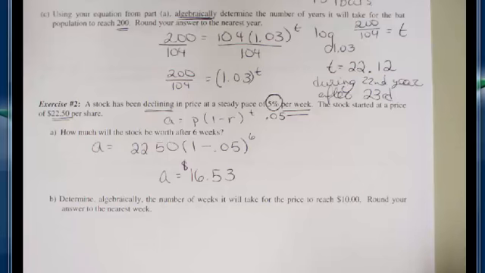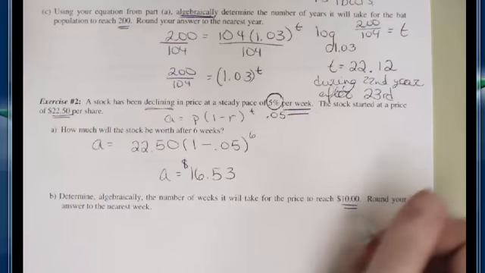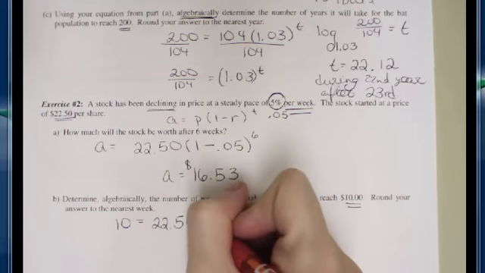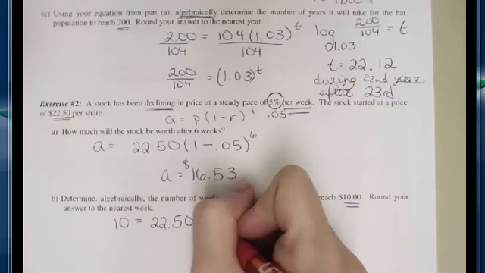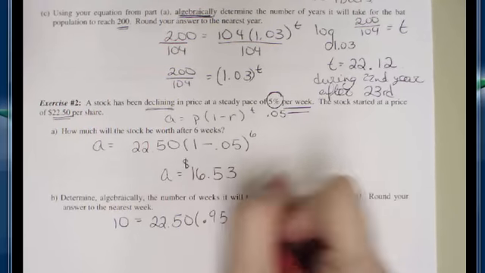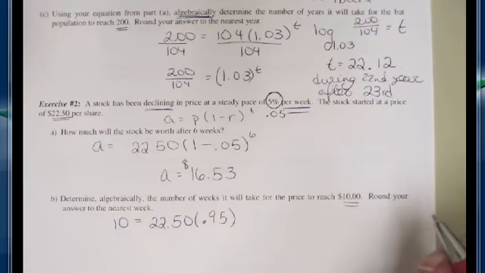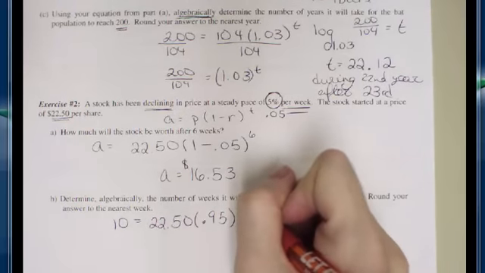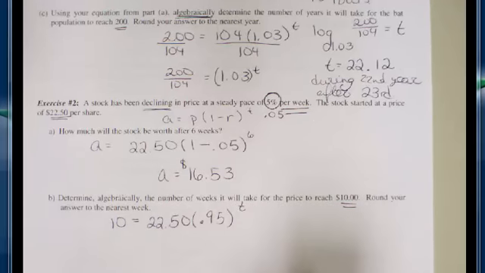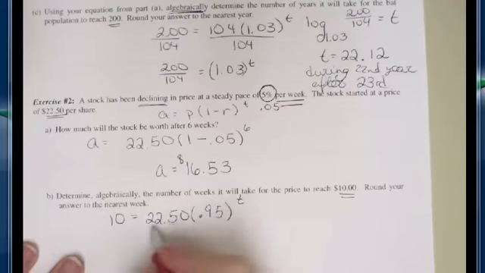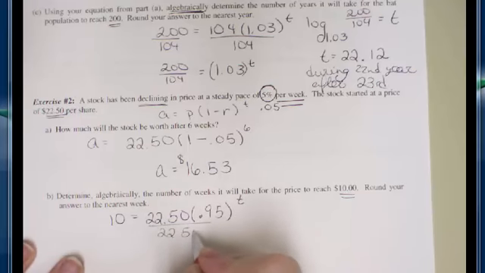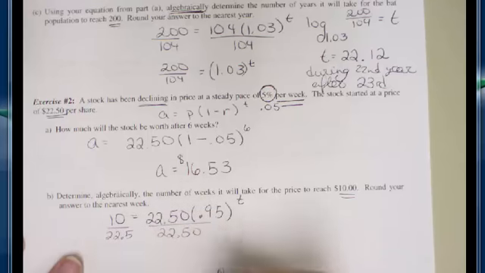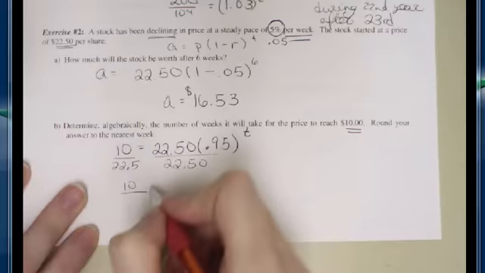Algebraically determine the number of weeks to reach $10. That's an end result. So that goes over for A. And you can again write the 1 minus 0.05 or write 0.95, what it's equivalent to. And I'm looking for this. So first step is to get this exponential by itself. So I divide by 22.50. And I will have, and as I said, just leave it like that.